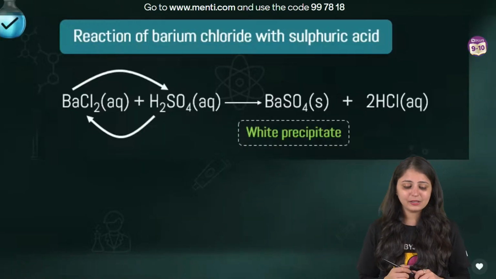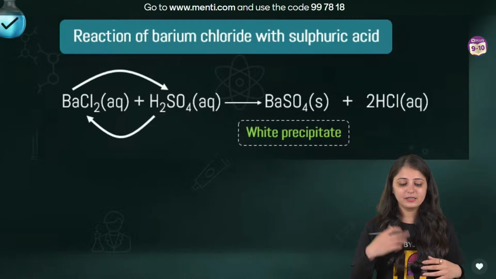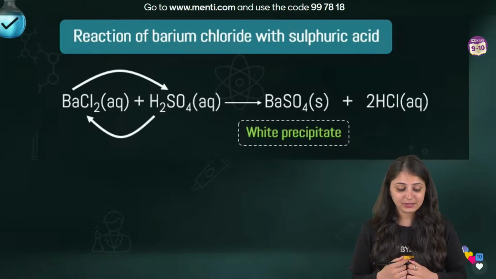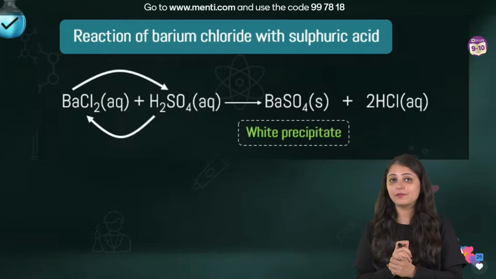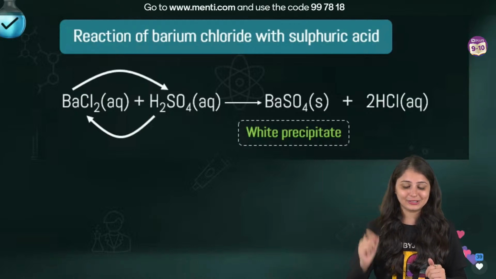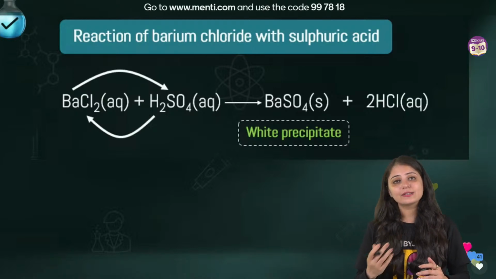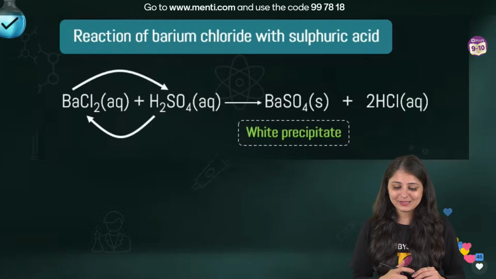So let's look at the equation. Barium chloride and H2SO4, sulfuric acid. So barium sulfate, that's the white PPT which is being depicted by a downward arrow. And of course HCl is being formed. So yes, there you go.